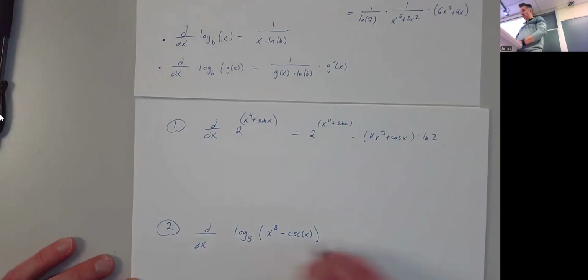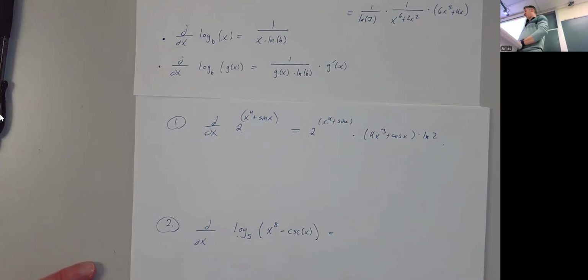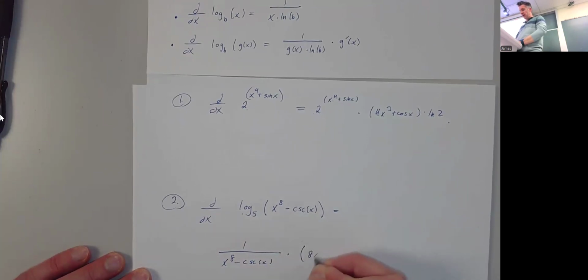Similar deal here. I've got log of some stuff. I know the derivative is 1 over the stuff times the derivative of the stuff. I will be honest, the way I usually write this is actually kind of not nice. I almost always write this as 1 over my stuff times the derivative of the stuff, which is 8x to the 7th.